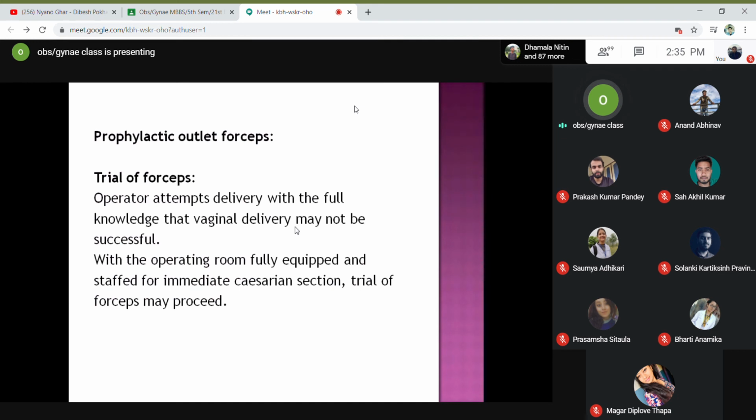Now, you should know what prophylactic outlet forceps is. If somebody asks you what a trial of forceps is, it is when the operator attempts delivery with the full knowledge that vaginal delivery may not be successful. The doctor applying the instrument is in doubt whether the baby can be delivered with the instrument or not. So the operating room is kept fully equipped, everything ready for cesarean section, then you do a forceps. If you deliver, well and good. If you cannot deliver, then you immediately go for cesarean section and take out the baby.